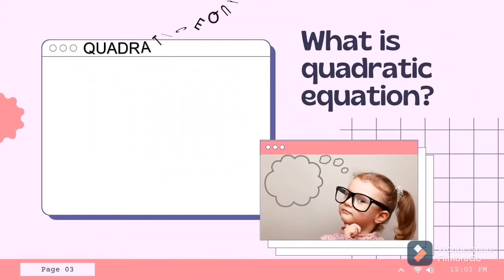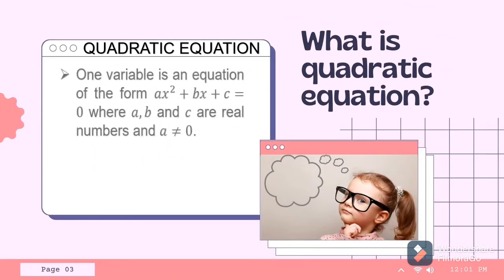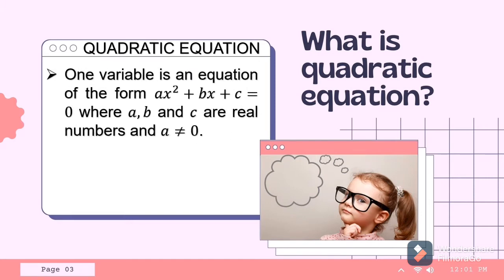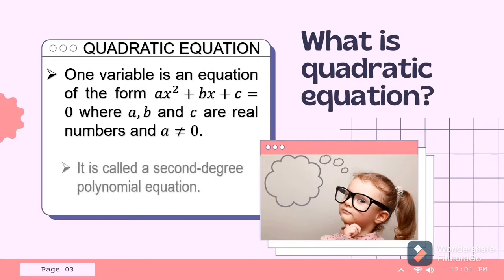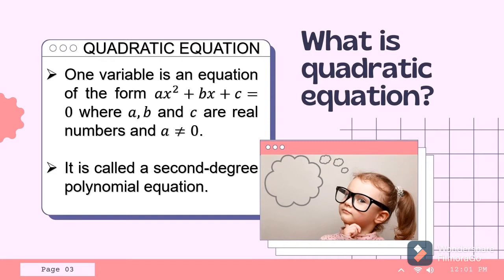What is quadratic equation? One variable is an equation of the form ax squared plus bx plus c is equal to 0 where a, b, and c are real numbers and a is not equal to 0. It is called a second-degree polynomial equation.